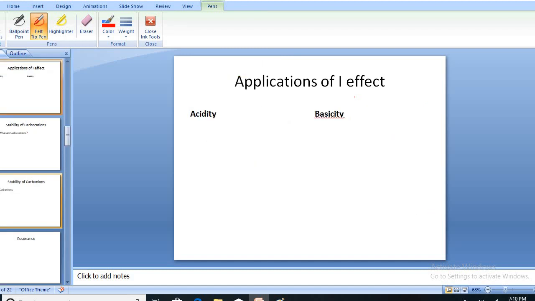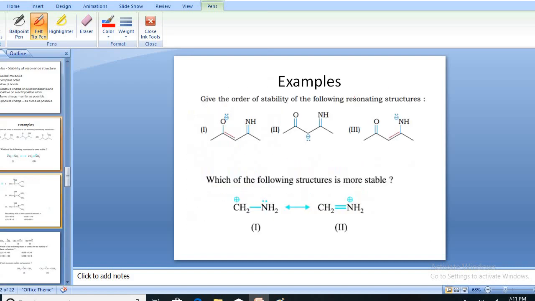Now, applications of plus I minus I effect. I would say the applications of plus I and minus I effect can best be studied when you do certain examples. So let's see a few examples.